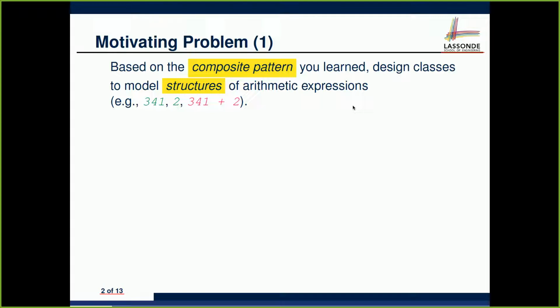Based on the composite design pattern you learned previously, we now want to know how the composite design pattern architecture should look if we want to support the following. Let's say we have 341, we have 2, and we also have 341 plus 2. For simplicity, we have either base cases or recursive cases. For base cases, let's say we just have integer. For recursive cases, we can have different operations. In this case, we just support one single binary operation, let's say plus. Of course, we can further extend it into multiplication or even a ternary expression later, but for now, just make it simple.